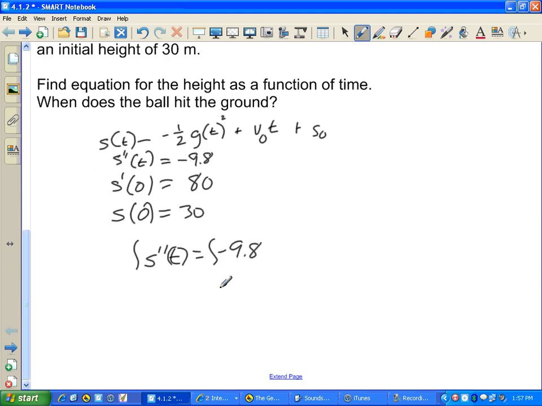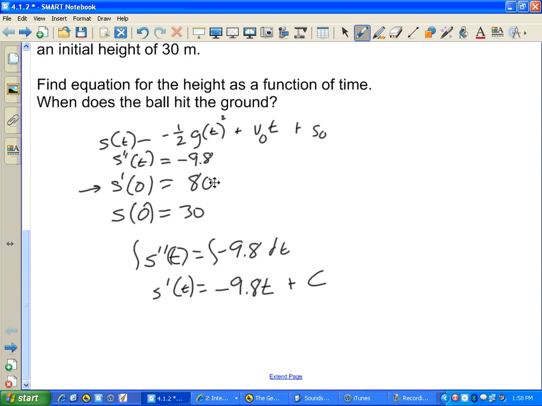So when I integrate, this is a constant, so when I integrate a constant, I just get this. This is now my plus c. So my first derivative would equal this. I'm going to use my initial condition for my first derivative.